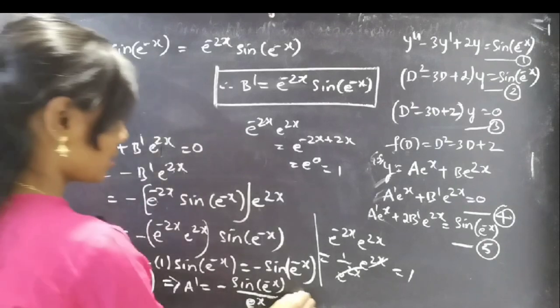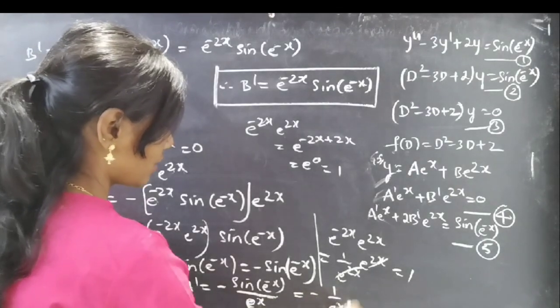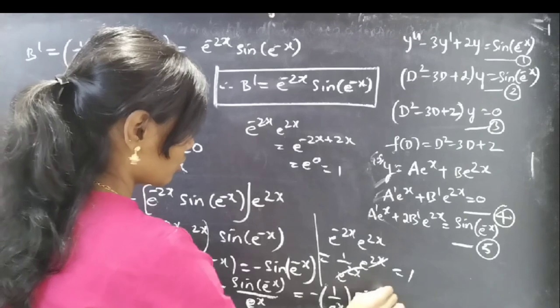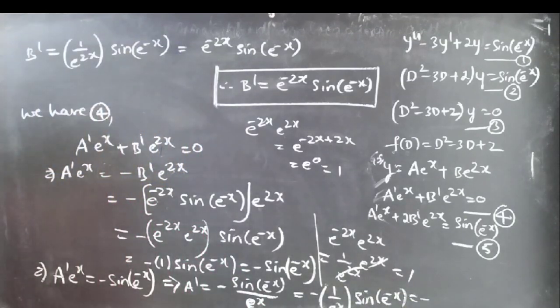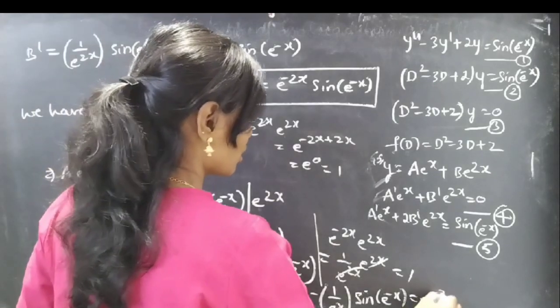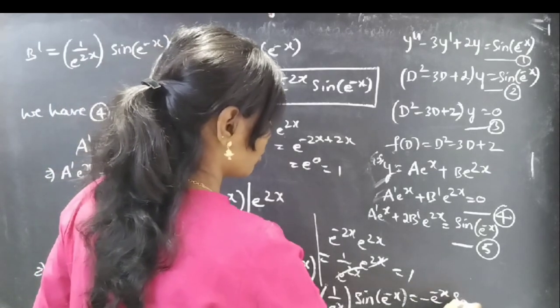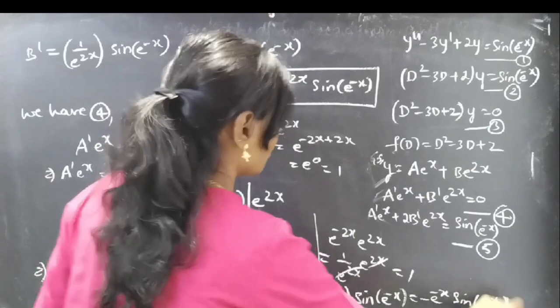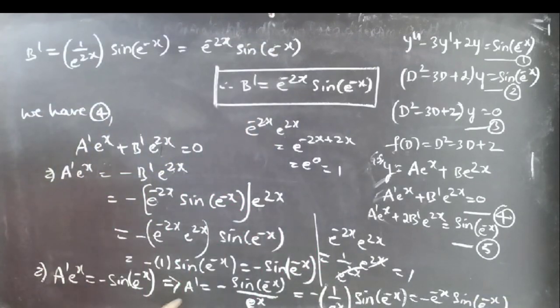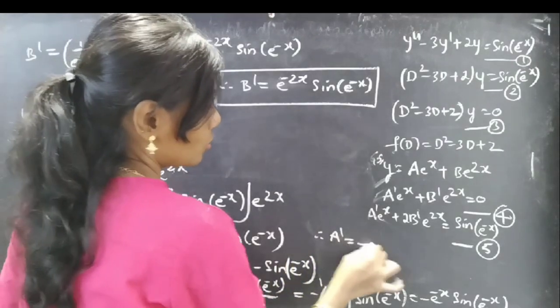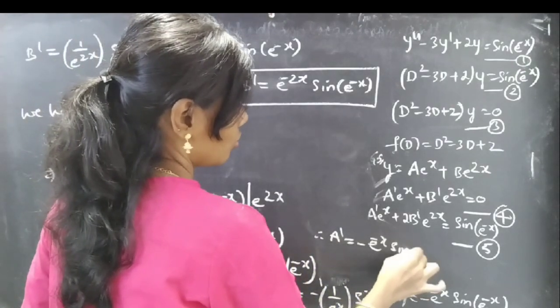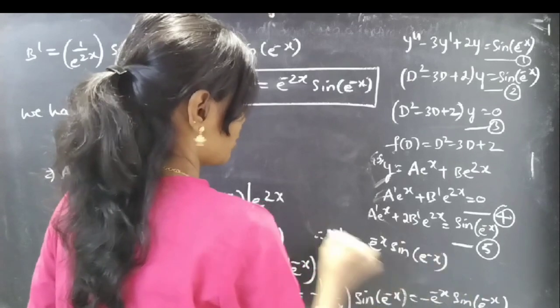Again, you can split this as minus 1 by e power x into sine of e power minus x, which is equal to minus 1 by e power x. The reciprocal of e power x is e power minus x. So you'll get minus e power minus x into sine of e power minus x, which is our a dash. Therefore, a dash equals minus e power minus x into sine of e power minus x.